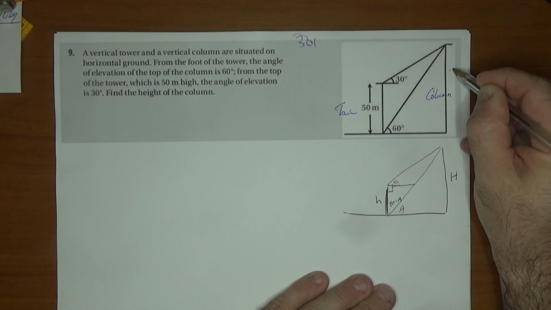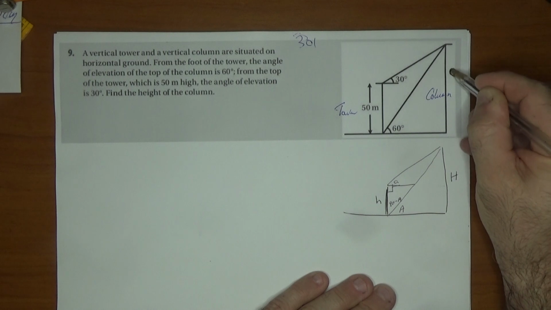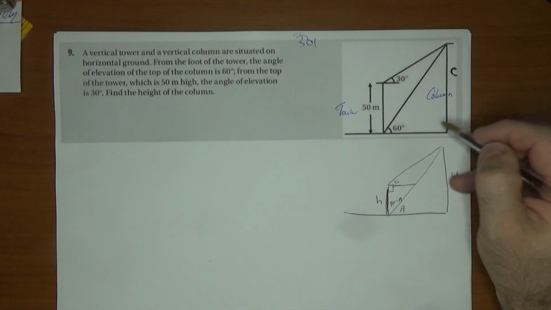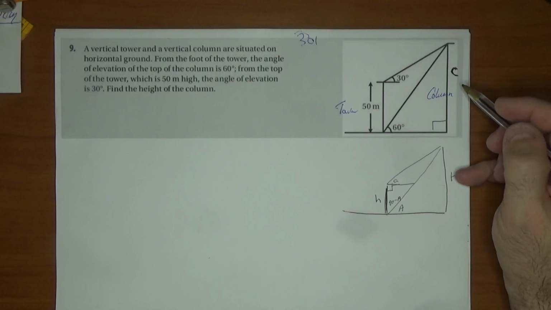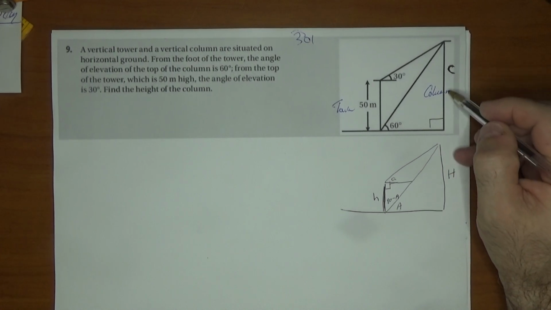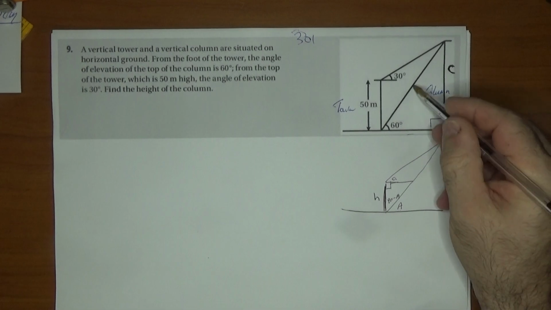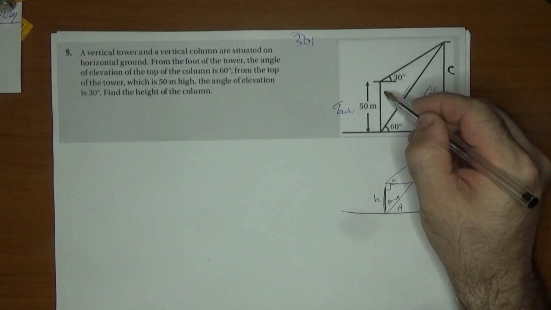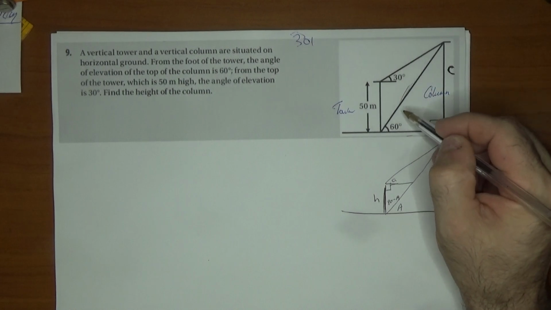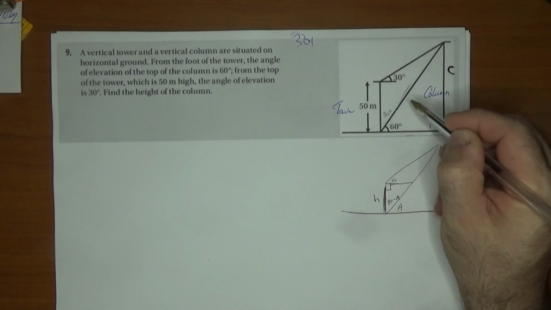Find the height of the column. So let's call it capital C for column. We have a right angle here. So if we want to know the height of the column, either knowing this or this would be good enough for us. We do know, so just think about this triangle here, that this is 30.